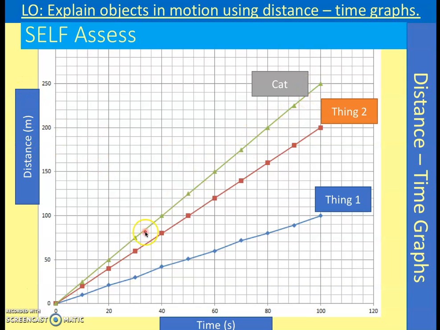So we've got cat 1 was our green line with our triangles, thing 2 was our red line with our squares, and thing 1 was our diamonds with our blue line. So take a minute, use your green pen, and you might want to pause this video to give yourselves a chance to correct your graph, but please make sure, if you haven't already put them in, use your green pen and add in your labels now.